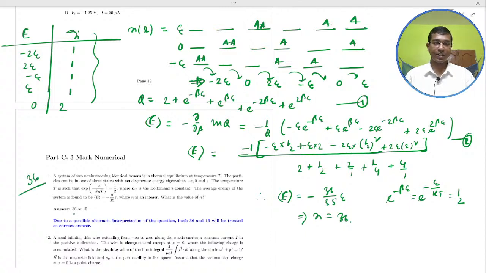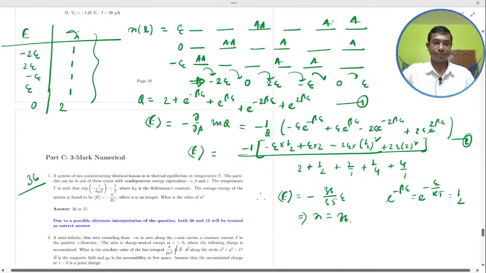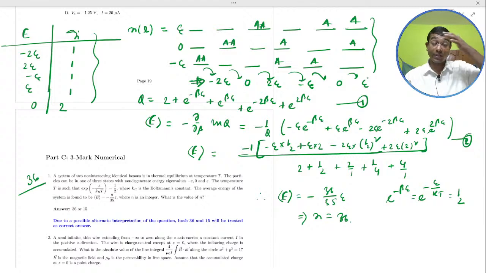And here it is written that, due to a possible alternate interpretation of this question, both 36 and 15 will be treated as correct answers. For our interpretation, we just get 36, because in our accessible microstates, with a different choice of the arrangement, it will become 15.